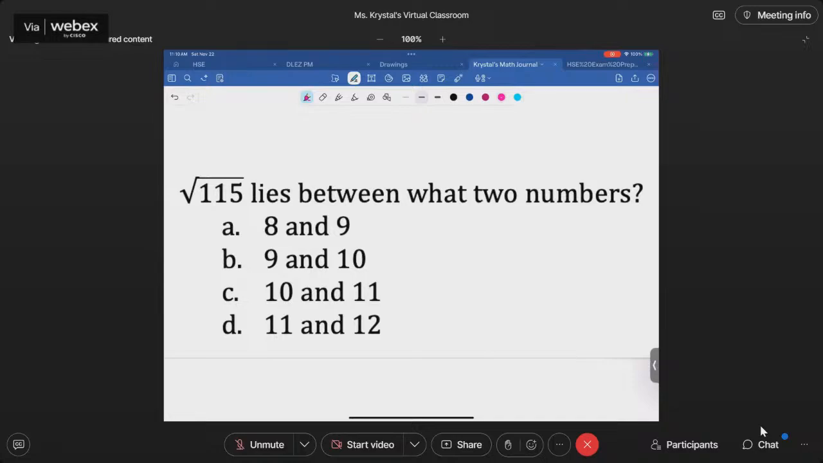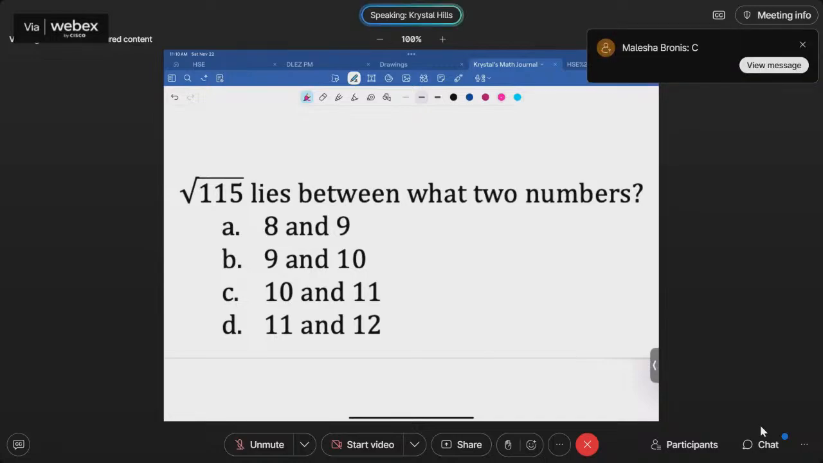We just got through talking about square root. You can use your calculator. We just got through talking about square root. What is your answer?